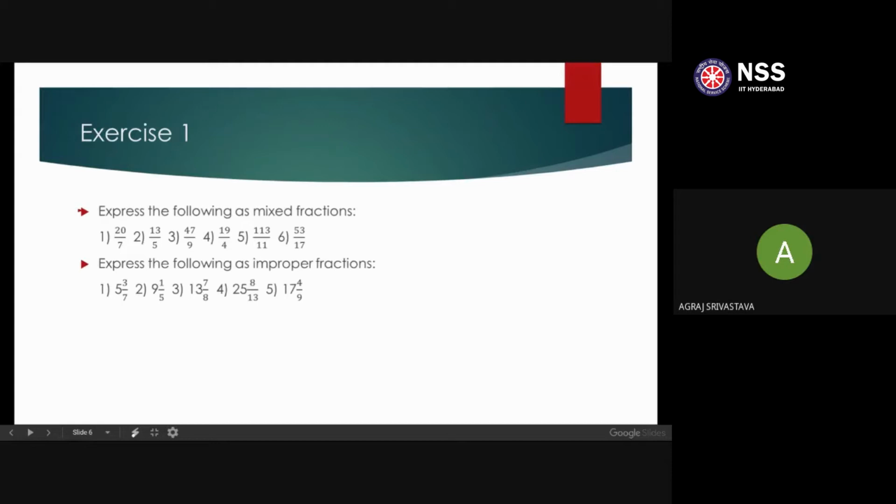14, as we know, is a multiple of 7, and 14 divided by 7 is 2, so it equates to 2 whole parts, and your leftover remainder part is 6 by 7, so the fraction will then become 2 6 by 7 in its mixed representation.